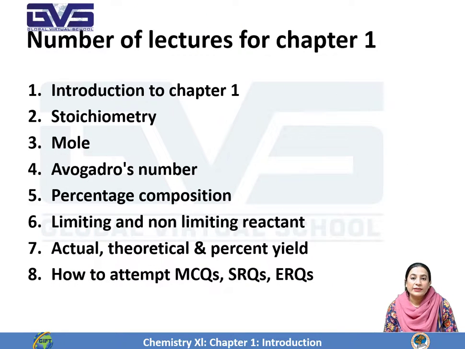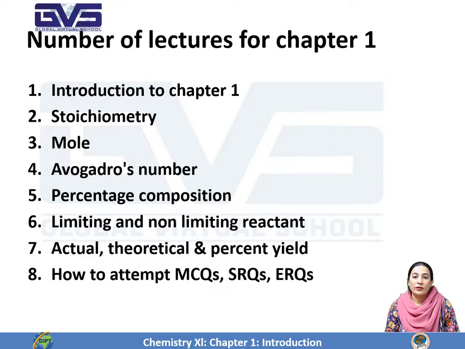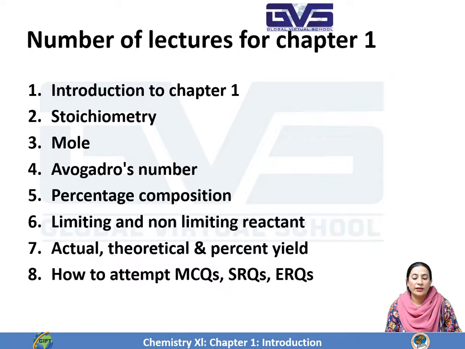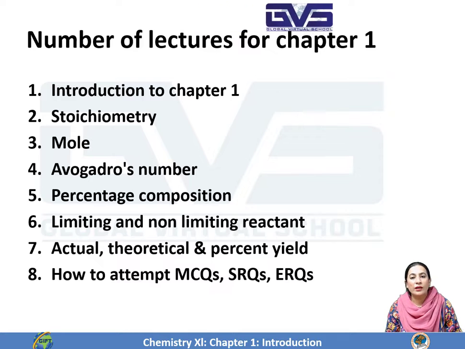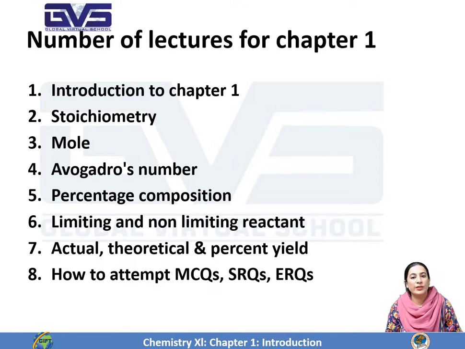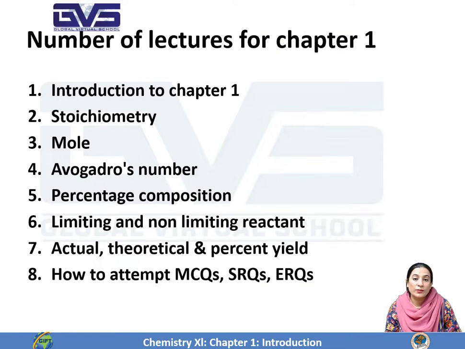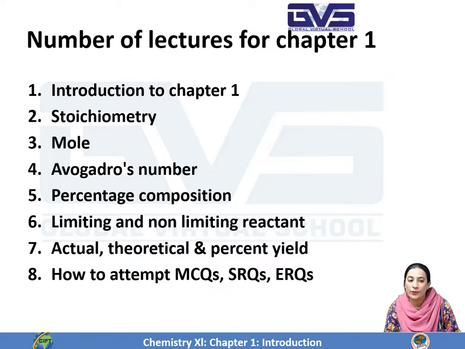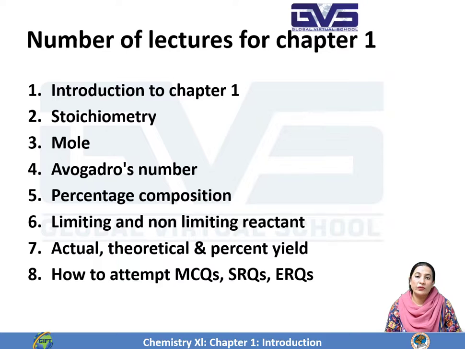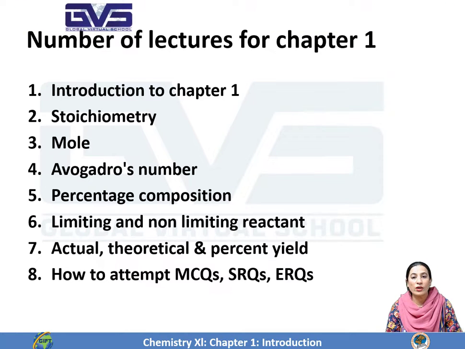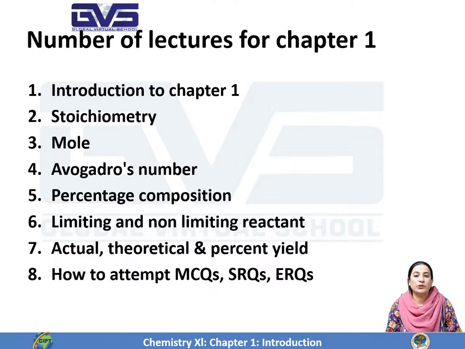And students, we will discuss all these topics and your learning outcomes will be clear in 7 to 8 videos. In the first video we have just given you the overview of Chapter 1, stoichiometry. I have given you the introduction, the student learning outcomes, and the major topics of Chapter 1. Then in one lecture we will discuss stoichiometry, in another the mole concept, the Avogadro's number, percentage composition, limiting and non-limiting reactants, and different types of yield.